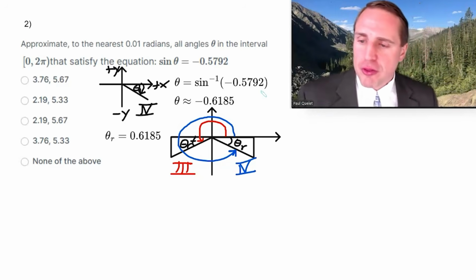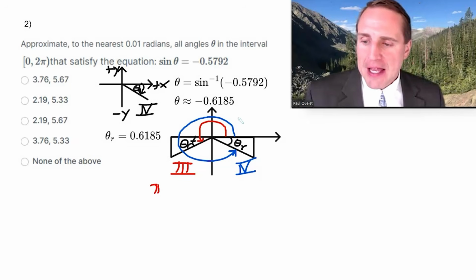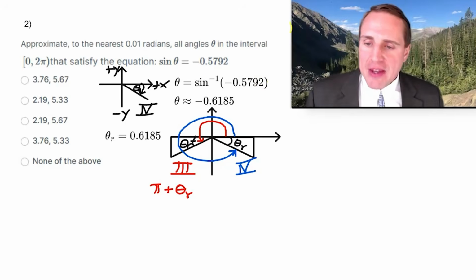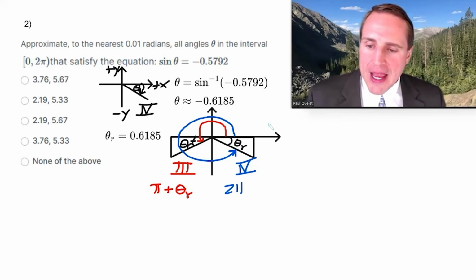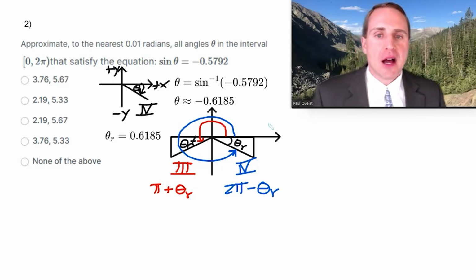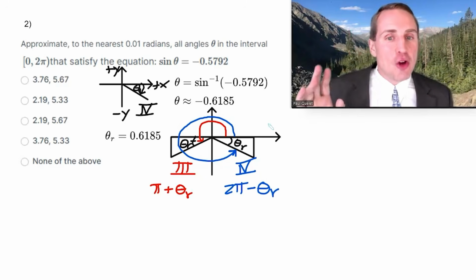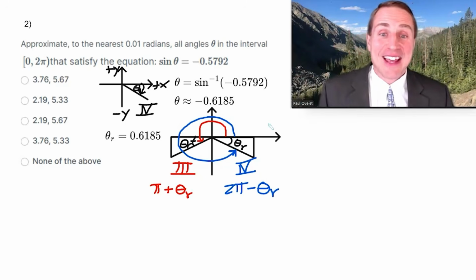Well, notice in quadrant 3, that's going to be pi plus the reference angle, because we went a reference angle rotation further than pi radians. And then in quadrant 4, we're going to go 2 pi minus the reference angle, because remember, we have to be in quadrants 3 and 4, because those are the only quadrants for which sine is negative.